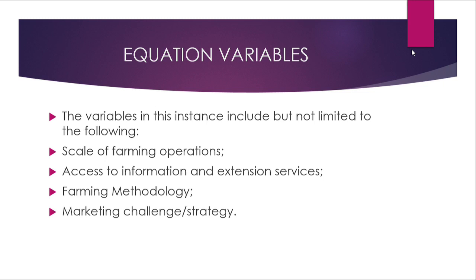So those are variables. Then farming methodology, the way you do things in your farm. Some people will say they are doing farming. You say this is the way you do it, whether it works or not. I know it will work. Is that the standard way of doing it? So farming methodology. Then marketing challenge and strategy is a variable. When there is a problem somewhere and you know how to strategize, you'll be better off than somebody that doesn't strategize on marketing. So it's a variable.